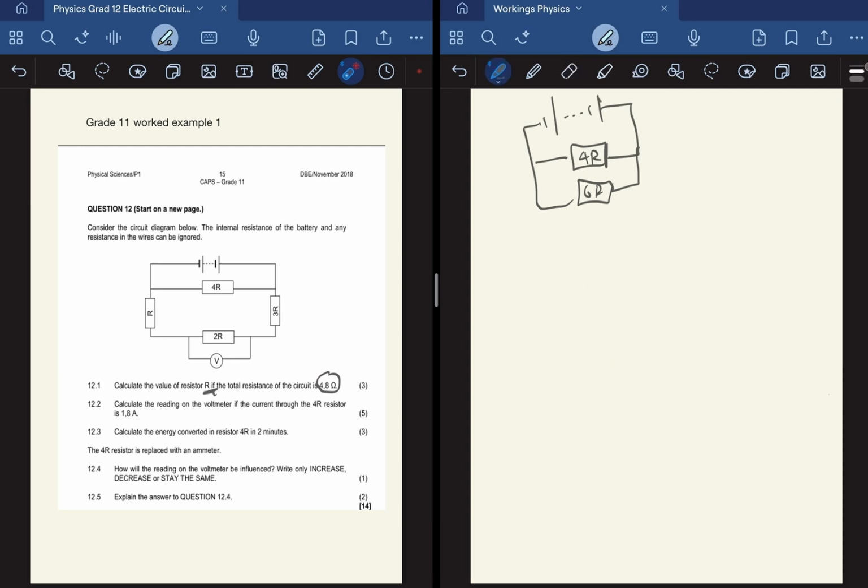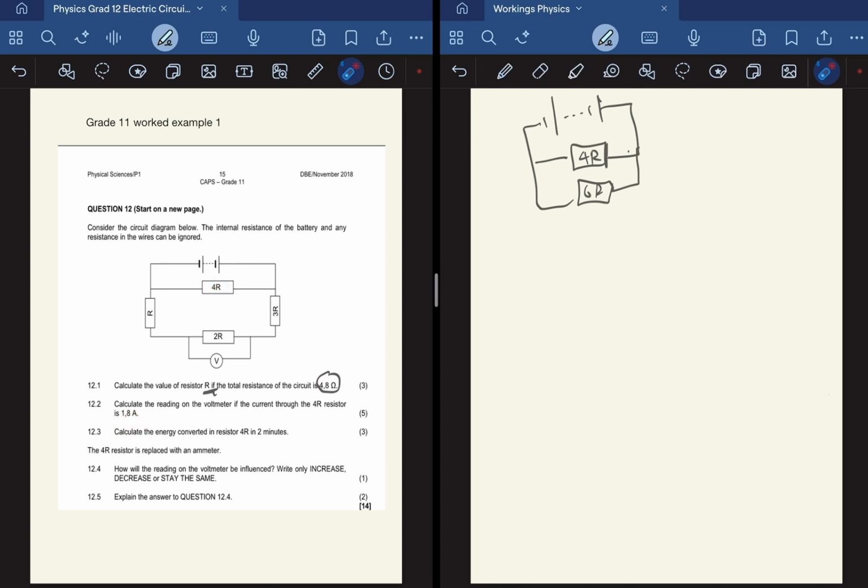Now the second question is asking you to calculate the reading on the voltmeter if the current through the 4R resistor is 1.8 amps. But what you know about resistors in parallel is that they have the same voltage. And so you can first start by calculating the voltage that passes through 4R, because you are given that the current that passes through 4R is 1.8.